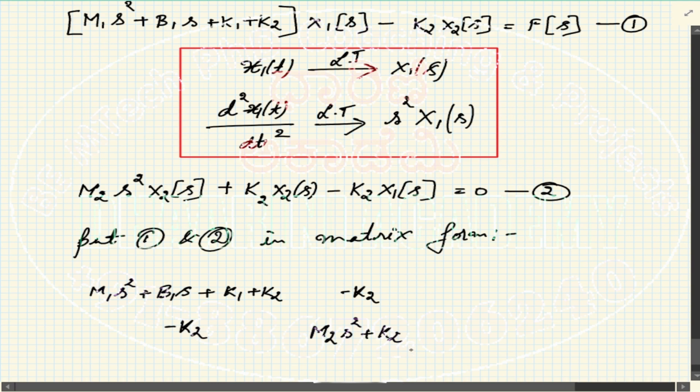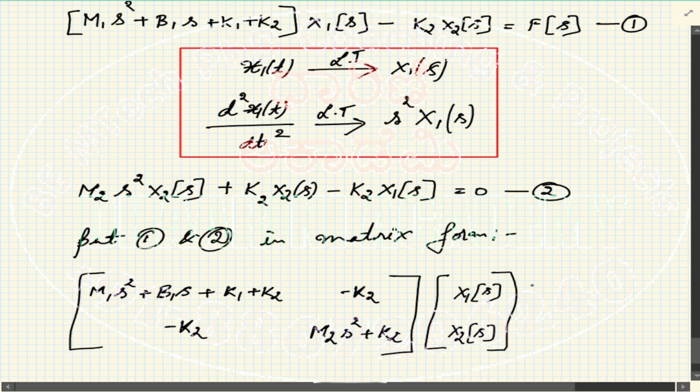All right, so this is the matrix corresponding to this. Now what are the variables? You are trying to write a linear equation, Ax equal to B. The variables are x1 of s and x2 of s, equal to the right-hand side. For the first equation I have F of s, for the second equation it's 0. We'll call this equation number 3.